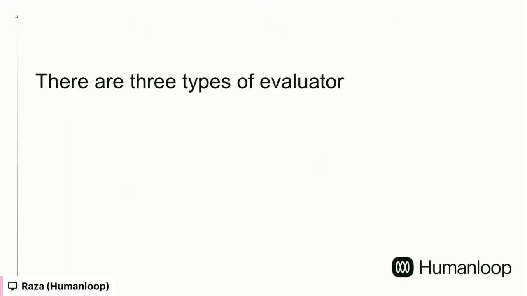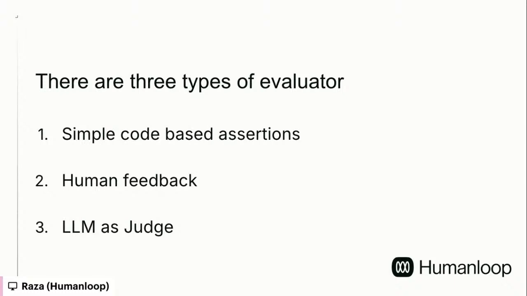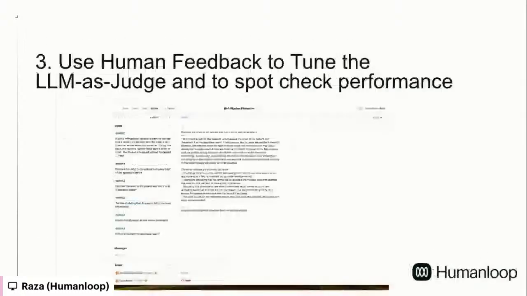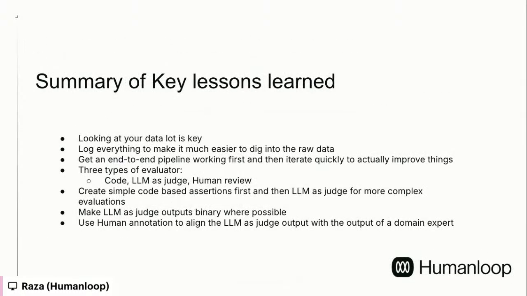The teams we work with, almost all of them have all of these three types of evaluators. They have simple code-based assertions, they gather human feedback, and then they use that to align LLMs as judges to actually scale that evaluation in production. I have some examples here, but I'm going to jump past them to just summarize the lessons that we've learned so that I can hand over to Brianna to talk about what this looks like in practice.